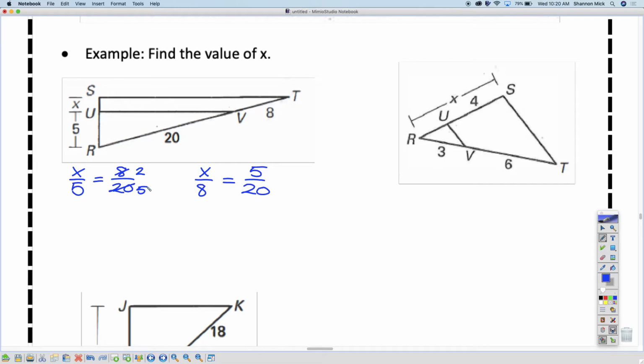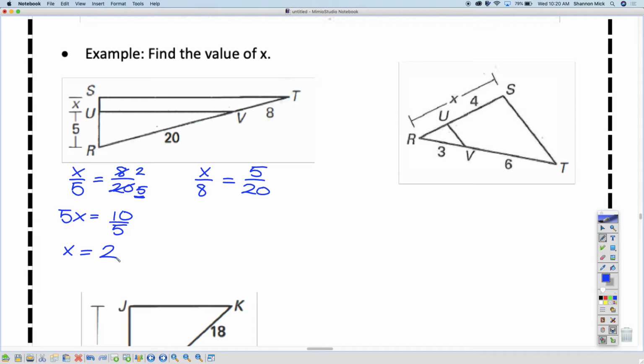Now I multiply X by what? 5. This is where I do my cross multiplication. It would be 5X equals 10. So X equals 2. So when we do the other one, I better get X equals 2, right?